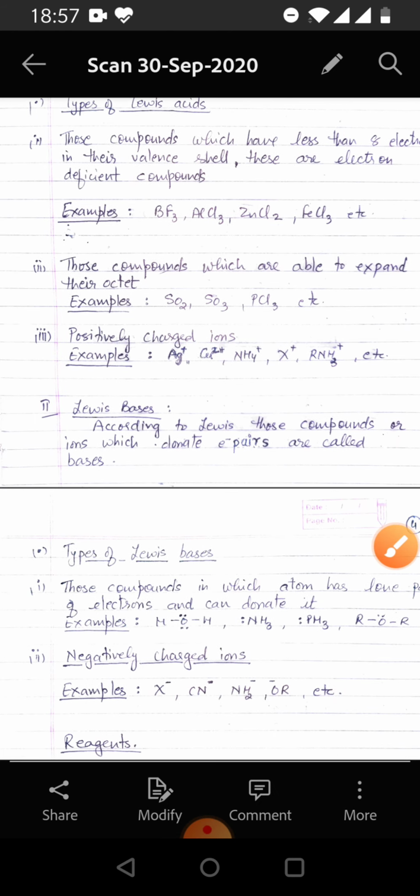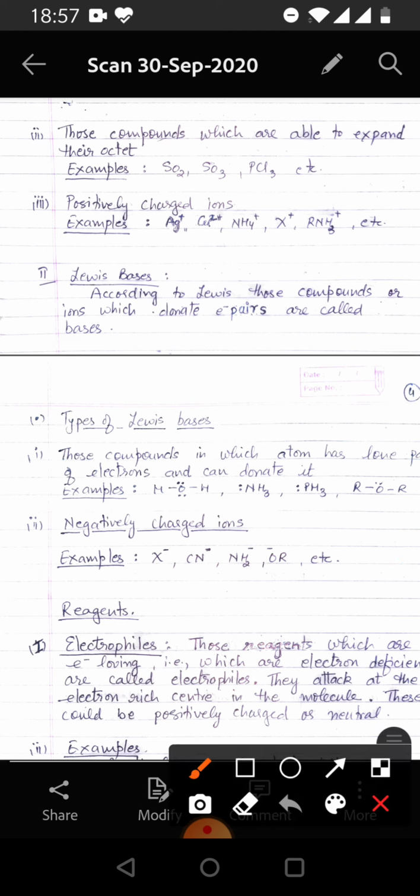The next category of reagents is Lewis bases. According to Lewis, the compounds or ions which donate electron pairs are called bases. Now we consider what are the types of Lewis bases. There are two categories of Lewis bases. The first is those compounds in which an atom has a lone pair of electrons and can donate it. For example, water, ammonia, PH3, ether, etc. The second category is negatively charged ions. For example, halide ion, cyanide ion, amide ion, oxide, alkoxide ion, etc.